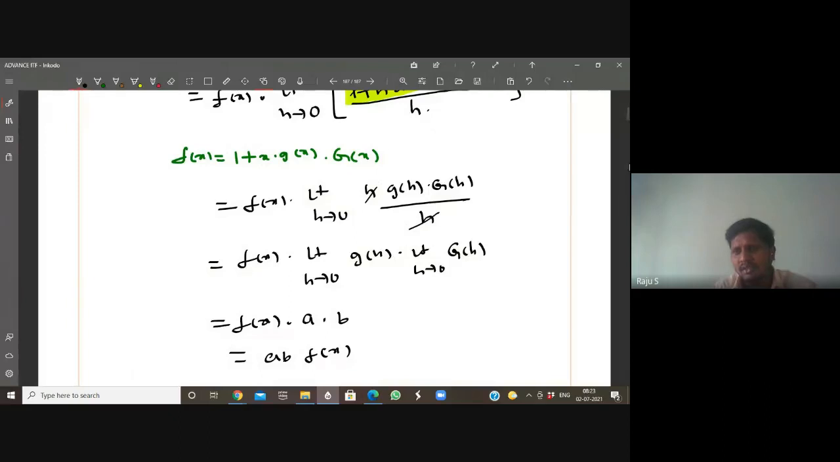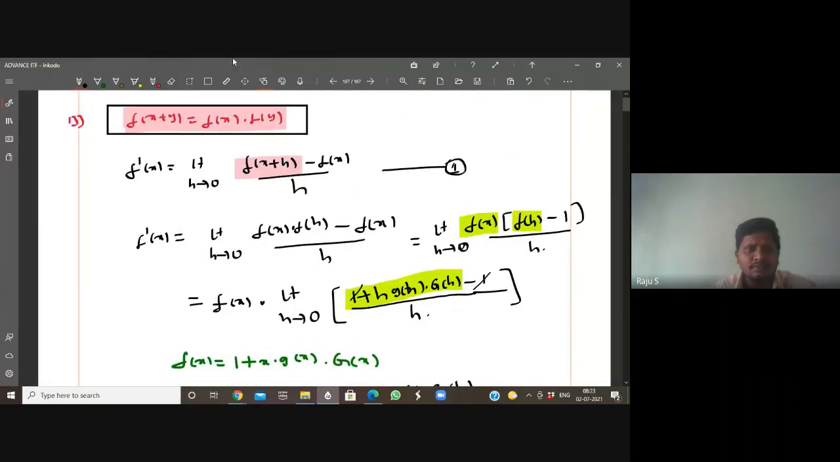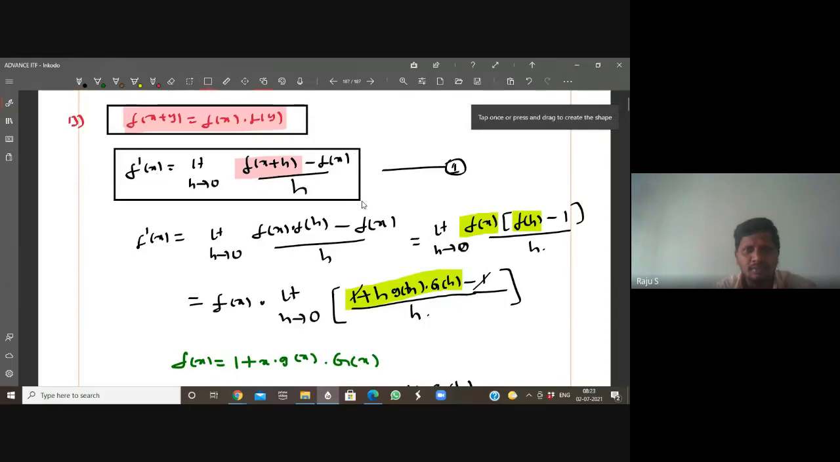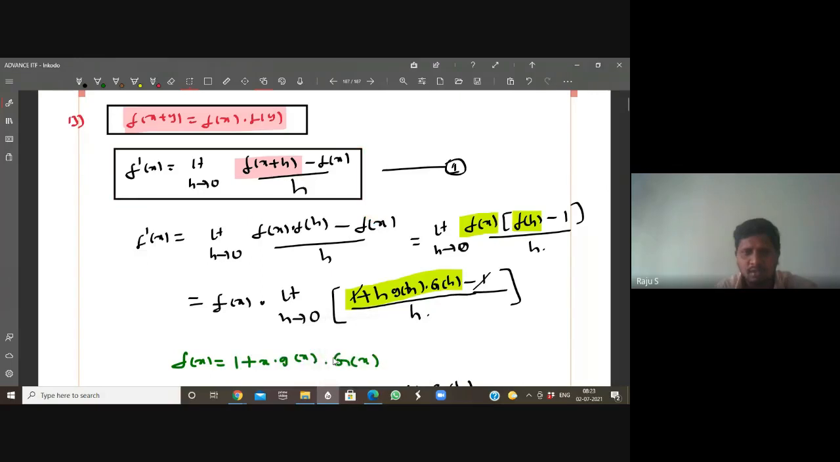See, once again, what I've done here, I'm taking the derivative formula. This is the formula for the derivative of f of x. In that I applied the first property, the first condition. They gave two conditions. Am I right? What are the two conditions?